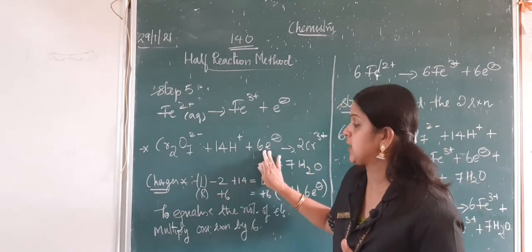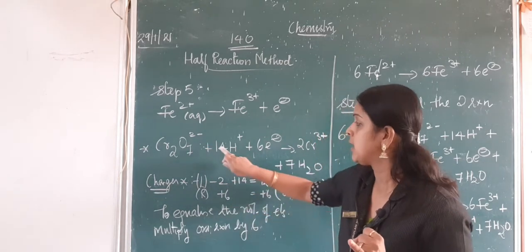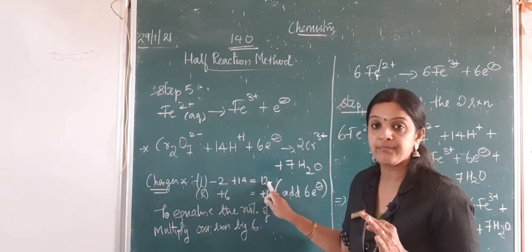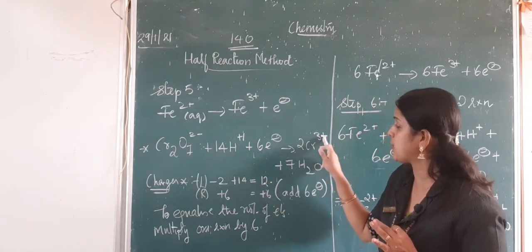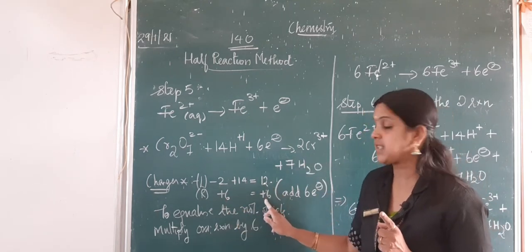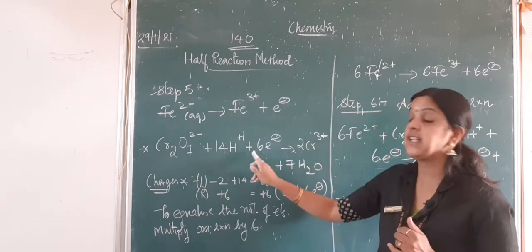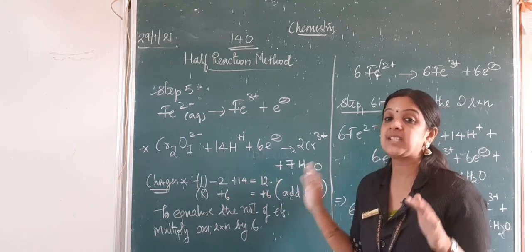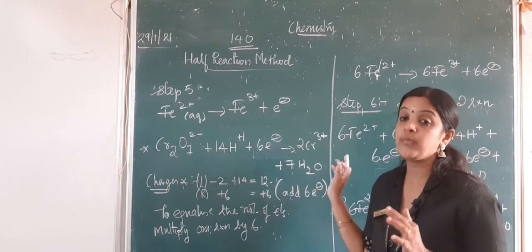Before writing the 6 electrons, just count the charges here. Minus 2 on the left hand side, 14 into 1 is plus 14. So 14 minus 2 is 12, which is my LHS charge. What is my RHS charge? 2 into plus 3, which is plus 6. This is 0. So 12 minus 6 will be 6. To balance the charges here, I add 6 electrons on my LHS so that my LHS and RHS become 6 and 6, equal. Now that is the reduction reaction, with 6 electrons.